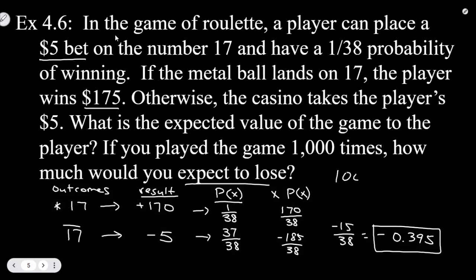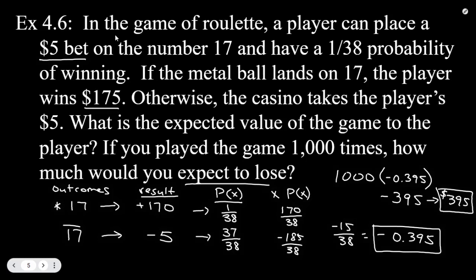If we played 1,000 times, and on average, the end result was that we were losing 0.395, so almost 40 cents per time, we would end up losing $395. So that means we would lose $395, and that would be the answer to that part of the question. So the expected value tells you on average what you would expect to happen if you played the game multiple times. And so in this case, this game is not a fair game.